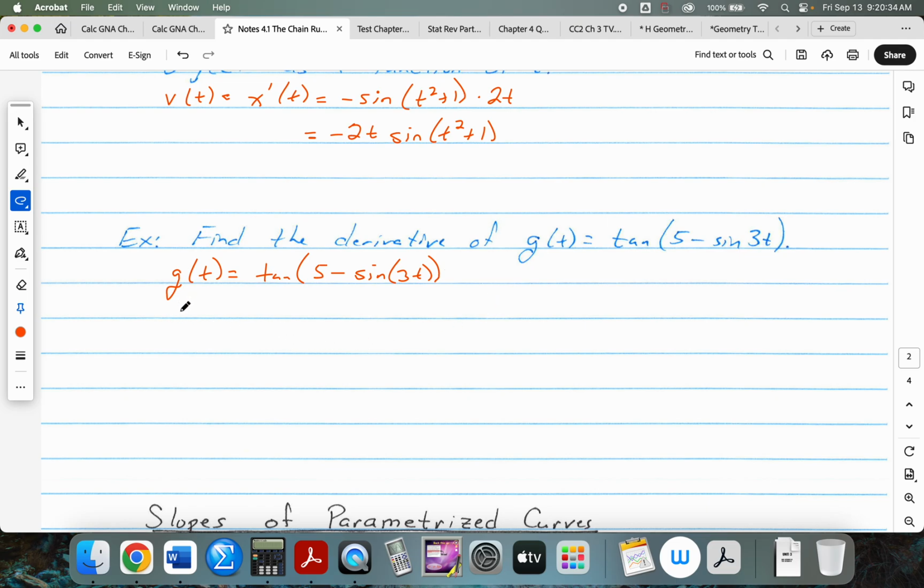So when I take the derivative, I take the derivative of the outside part. The derivative of tangent of something is secant squared of that something.